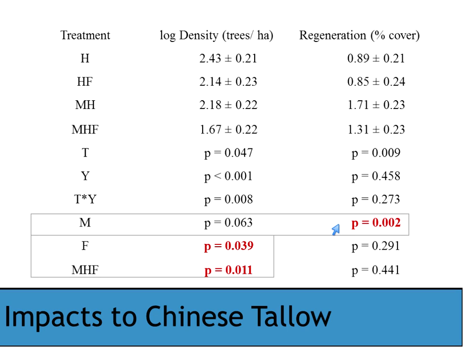So if we look at our overall effects, we see that at least for regeneration, we actually have a significant impact of mastication. And what that is, is that there's actually an increase in regeneration due to mastication. And so you can see that effect here. And then we also have a significant impact of fire on the density of Chinese tallow tree. So fire actually helps to reduce Chinese tallow tree in these treatments. And then if we look at the overall effect of our fully integrated treatment, mastication, herbicide, and fire, we actually have a significant decrease in Chinese tallow, which you can see by the log density up here.